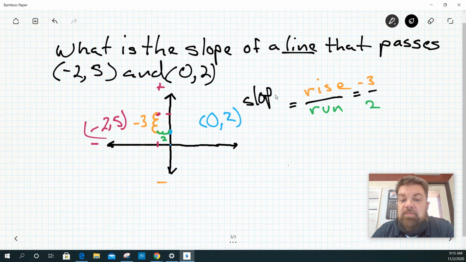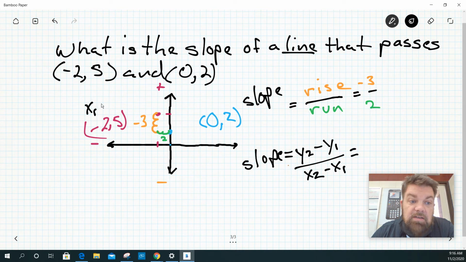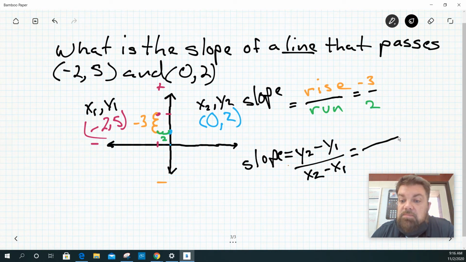Now that's how I do it graphically, okay? Now if I wanted to, I could do that mathematically by going, the slope is equal to y sub 2 minus y sub 1 all over x sub 2 minus x sub 1. Now, what I got to do is label this. So this is x sub 1, y sub 1. This is x sub 2, y sub 2. And then I just plug it in.